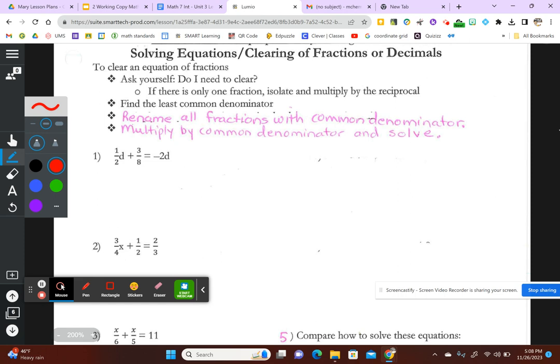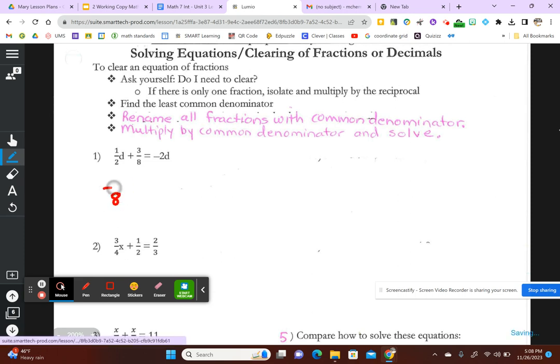I see 1/2 and 3/8. So my common denominator is going to be 8. So that means I want to rename 1/2 as 4/8. So 4/8 d plus 3/8 equals, and this is really negative 2d over 1. So if I want to make it something over 8, it's going to be negative 16d over 8.